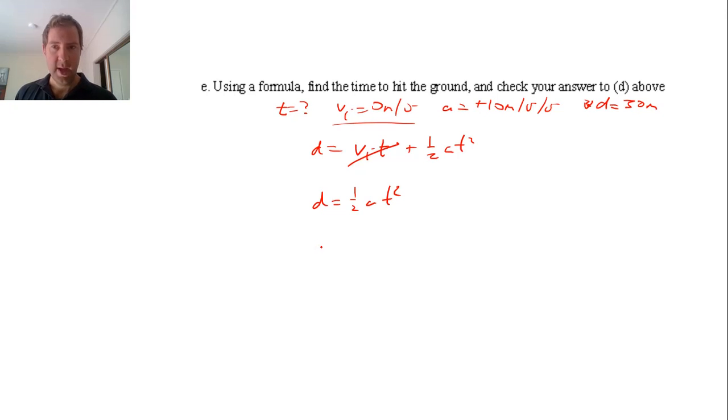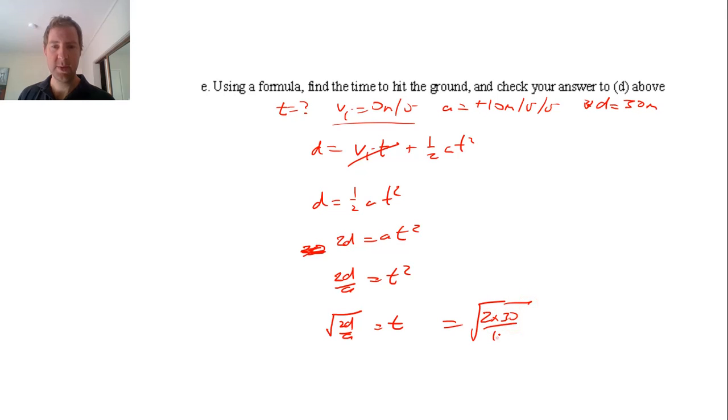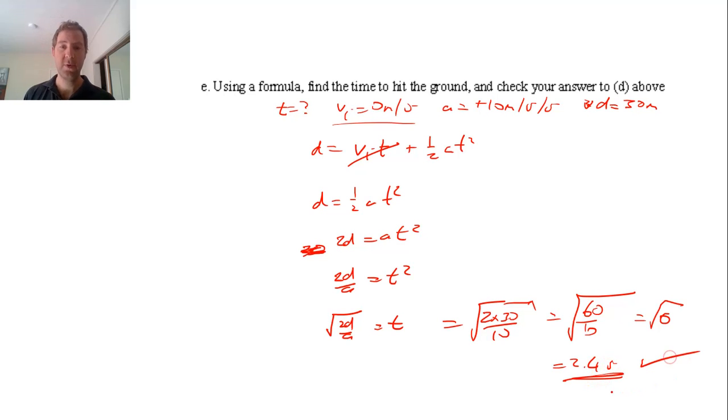I then put my numbers in. I'm going to rearrange it first before I put my numbers in. So I want to find t, so I'm going to times both sides by 2, 2d equals a t squared. I'm going to divide by a, 2d over a equals t squared. I'm going to square root, the square root of 2d over a equals t. Then I put my numbers in. So 2 times 30 over a, which is 10, equals the square root of 2 times 30 is 60 over 10, equals the square root of 6, which is what I had before, which is equal to 2.4 seconds. That's the same as before. Great.